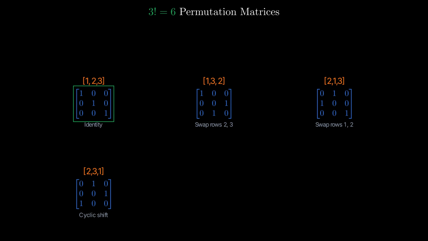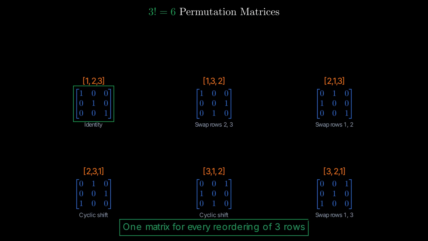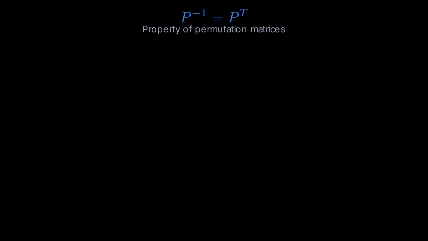Then 2, 3, 1. A cyclic shift sending row 2 to position 1, row 3 to position 2, and row 1 to position 3. Then 3, 1, 2, another cyclic shift. And finally 3, 2, 1. Rows 1 and 3 are swapped. That gives us one matrix for every possible reordering of 3 rows. Every permutation matrix satisfies P inverse equals P transpose.